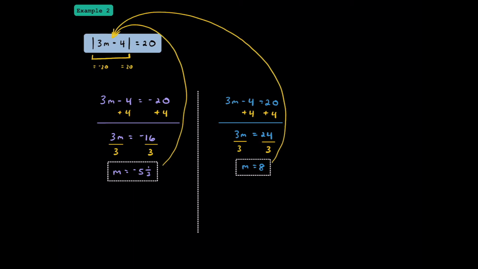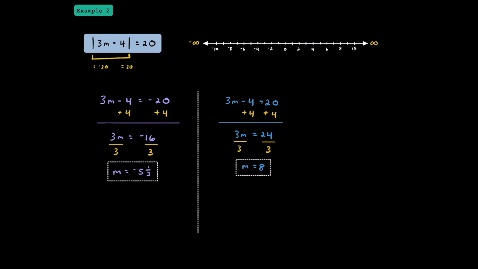While these solutions are definitely correct here, keep in mind that you can substitute them back in to check if you're taking a quiz or a test. If you were to graph these solutions on a number line, you'd put a point here at negative 5 and 1/3, and a point at positive 8.